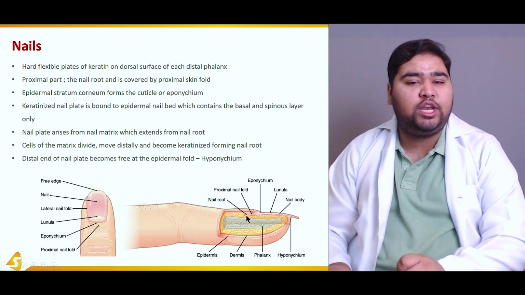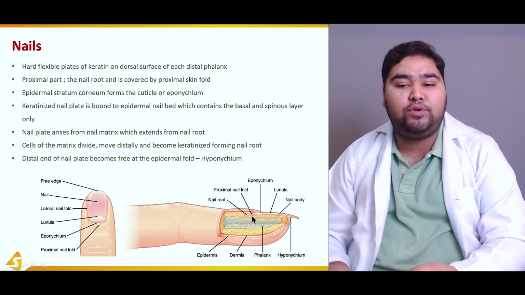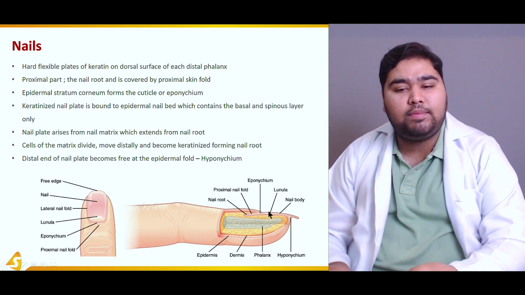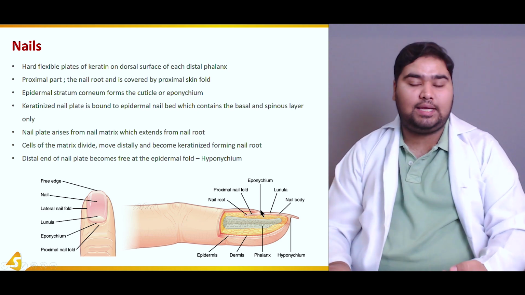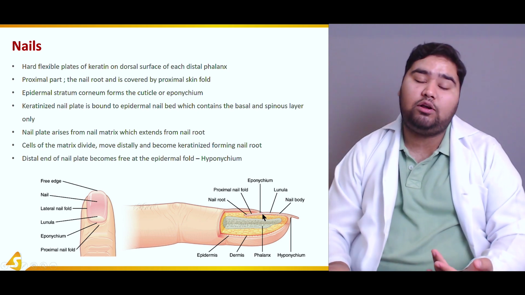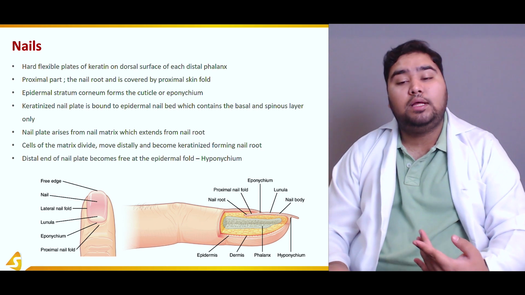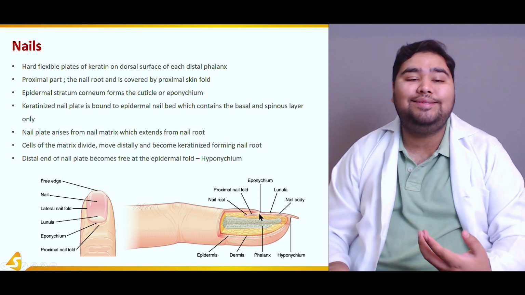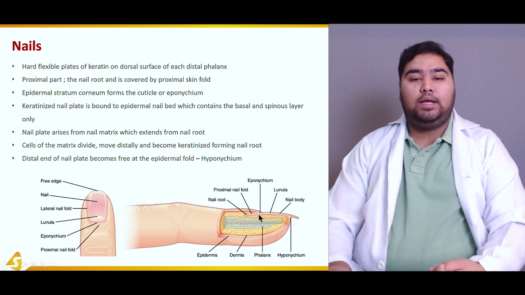Epidermal stratum corneum forms the cuticle or the eponychium. Cuticle or eponychium is the outermost layer of the keratinized nail. It is formed by the stratum corneum, which is the outermost layer of the epidermis. This cuticle is also known as eponychium.